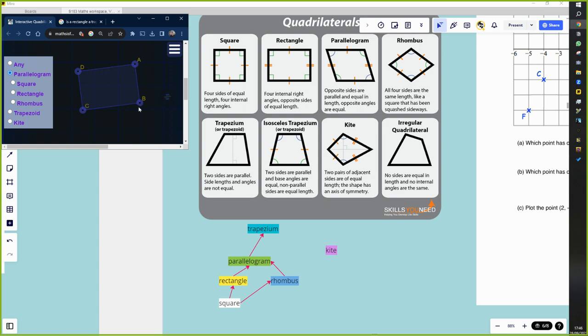So I just click on parallelogram and make a standard parallelogram. Click on trapezoid, doesn't change. Because all that you need to do to fit the description of a trapezoid is to have two opposite sides that are parallel.